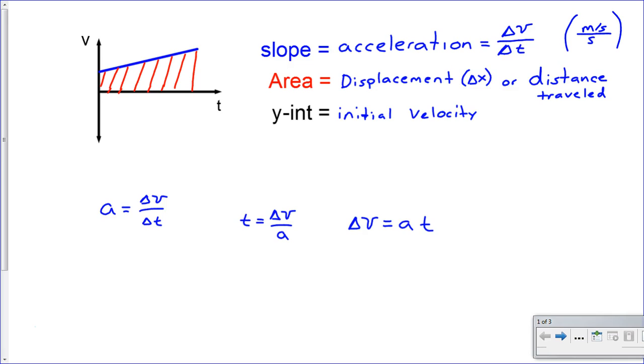The last thing I'm going to mention is that we've got these three different rearrangements of the acceleration equation. So acceleration is change in velocity over change in time. That's just the basic slope. And then we arrange it in these other couple ways. Solving that equation for t, we get time is change in velocity over acceleration. And solving for change in velocity, we get change in velocity equals acceleration times time. We use all of these at different points throughout this process.